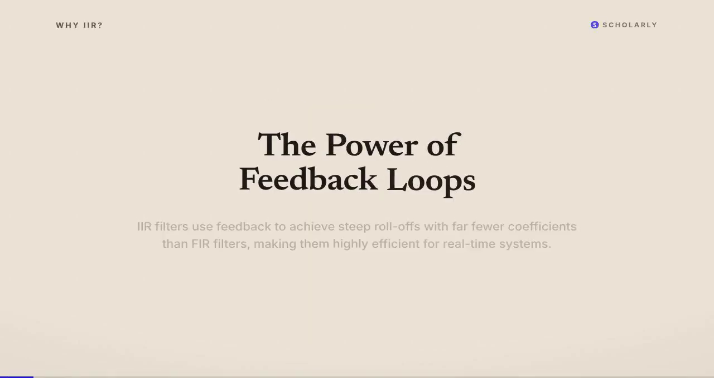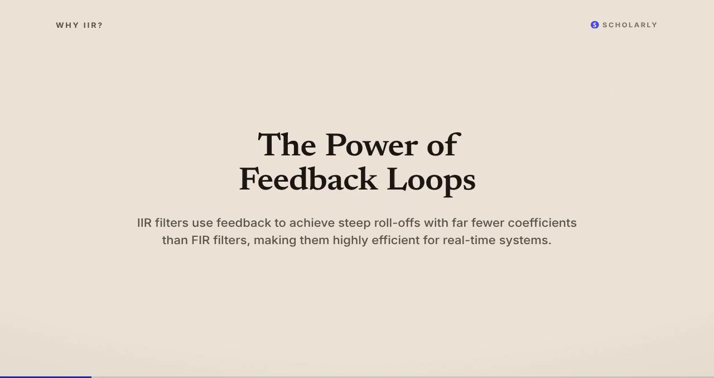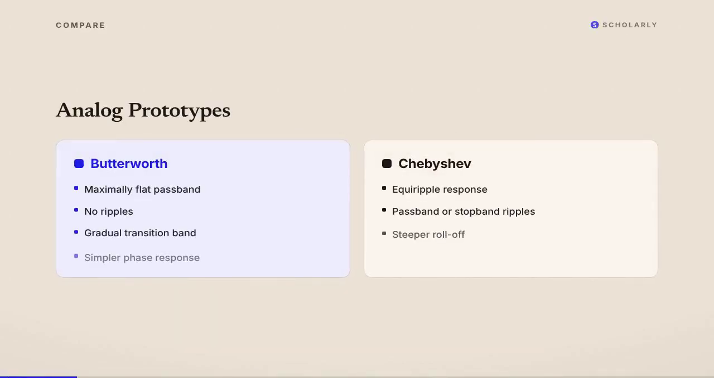Why choose IIR over the simpler FIR filters? It comes down to efficiency. Because IIR filters use feedback, meaning the output depends on previous outputs, they can achieve incredibly steep roll-offs with a much lower order or computational cost than FIR filters. This makes them ideal for systems with limited processing power, though it introduces the risk of instability if not handled correctly. Most IIR designs begin as analog prototypes.